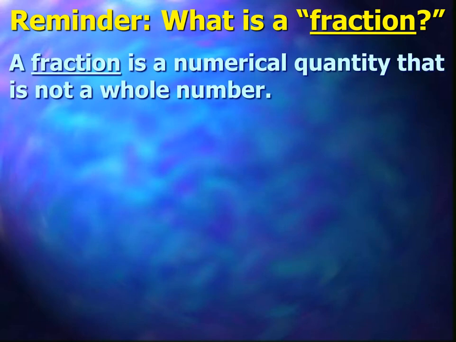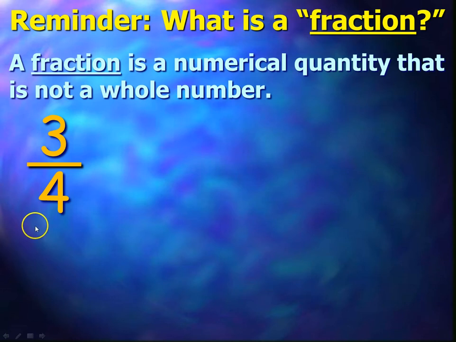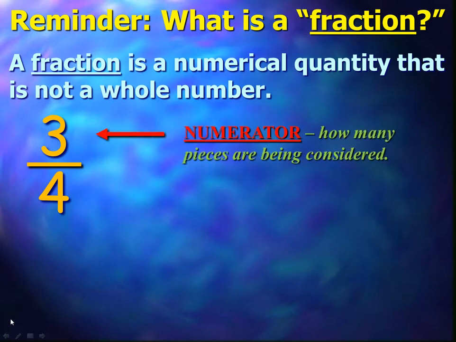A fraction is a numerical quantity that is not a whole number. Here is 3/4. Fractions are made up of several parts. The first part is the numerator, which is the top number right here. The numerator is how many pieces are being considered. That is what the number represents.